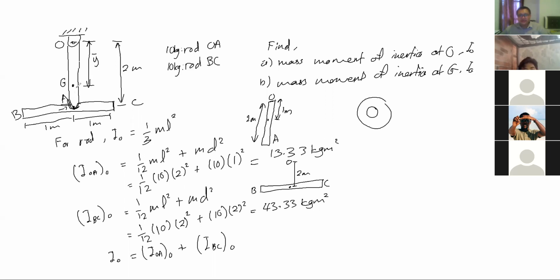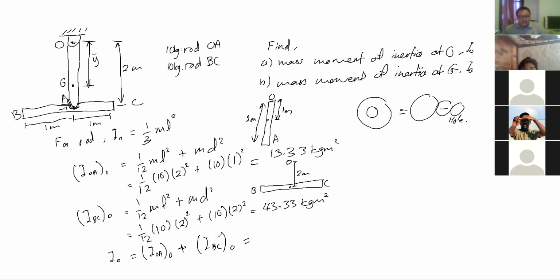So here you have rod OA and rod BC, two physical objects. Just now, this one is one big circle and then you subtract the inside because this one is a hole. It's nothing there. So that's why it is a minus. And here it is plus. Okay, that's the rate.